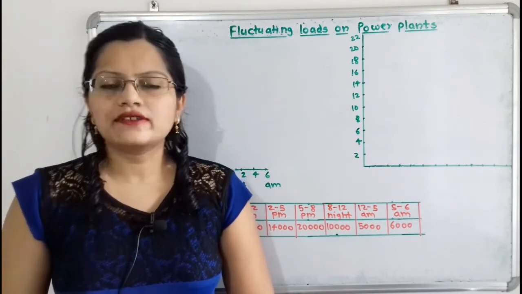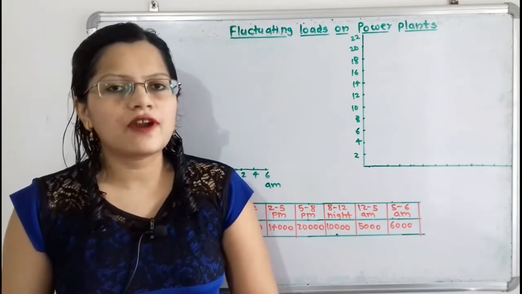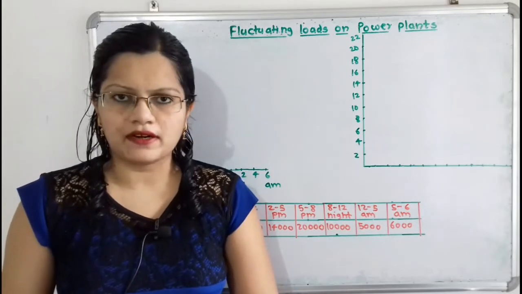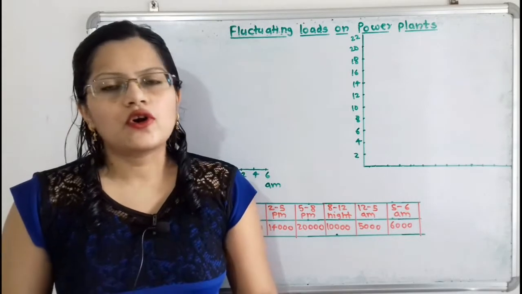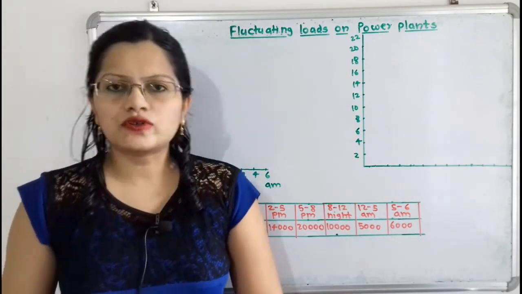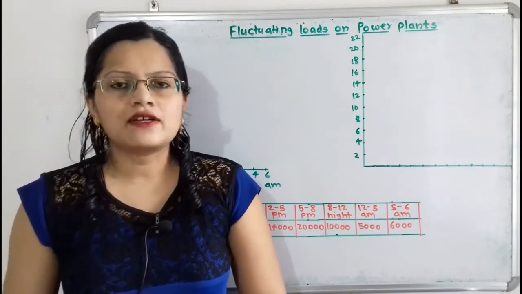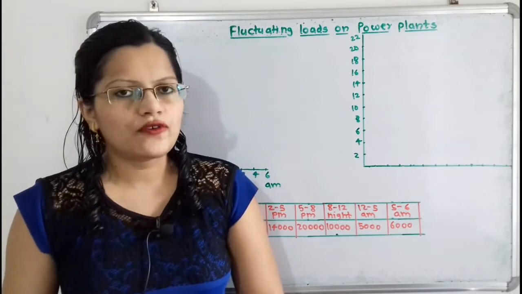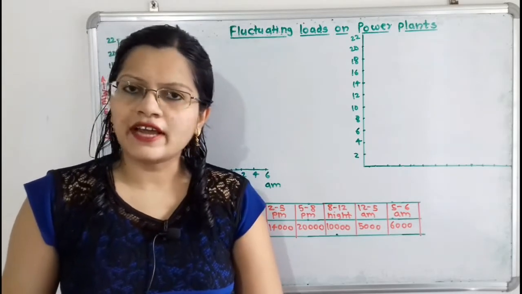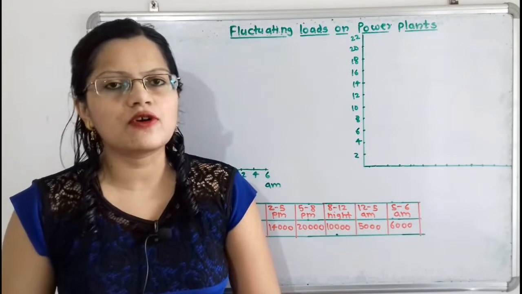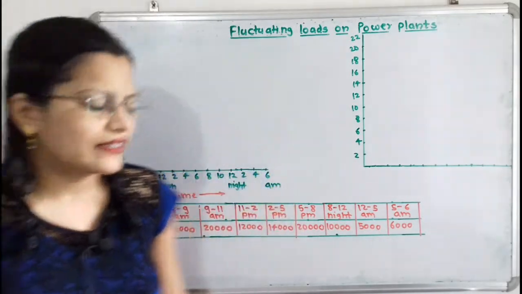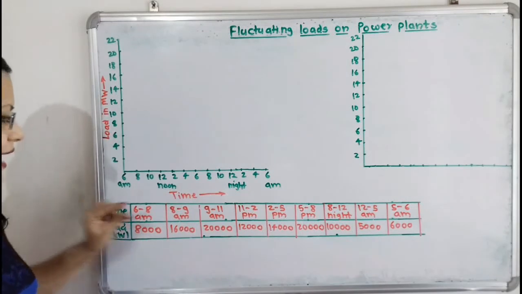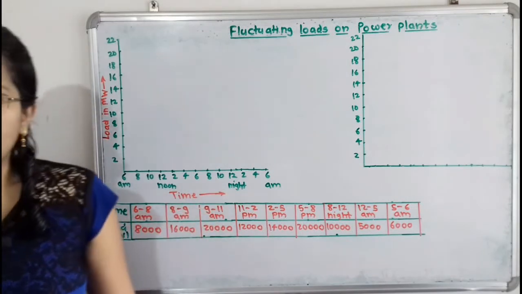Today we are going to solve a problem on fluctuating loads on a power plant. In this video we are going to draw the load curve as well as the load duration curve. We are also going to calculate load factor, capacity factor and use factor for the base load plant as well as the peak load plant. Here a table is given for the time as well as load in kilowatt.